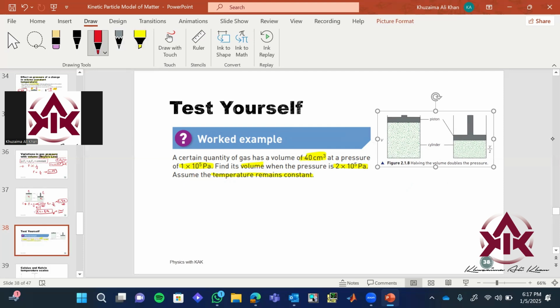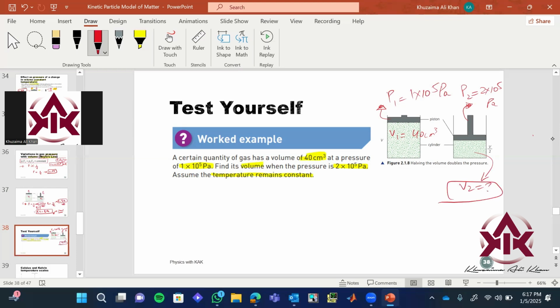So given the P1 over here, the pressure of the piston that is given to you is 1 exponent 5 pascals, right? And then when the piston is changed to a different height, the piston applies a pressure of 2 exponent 5 pascals, right? Initially the volume V1 that is occupied by the gas in this container is 40 centimeter cube. So you want to find out the volume V2 over here.